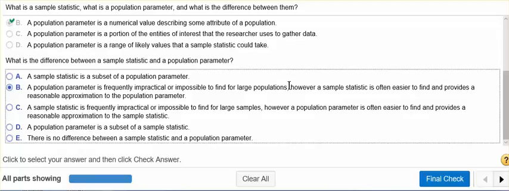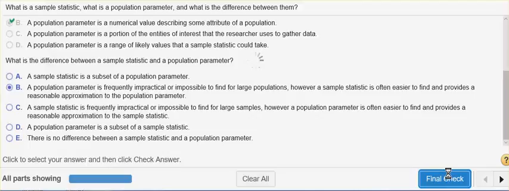And D, a population parameter is a subset of a sample statistic. Again, there's kind of a nuance here. A population is not a subset of a sample statistic. And there's no difference between them? No. So we're going to choose B. And it should tell me in just a second that I am correct.